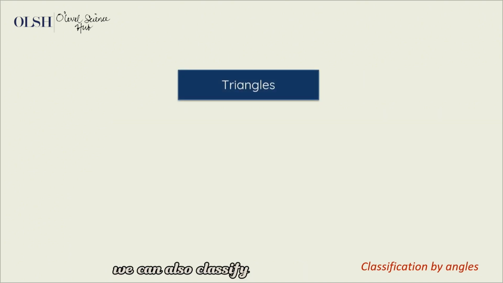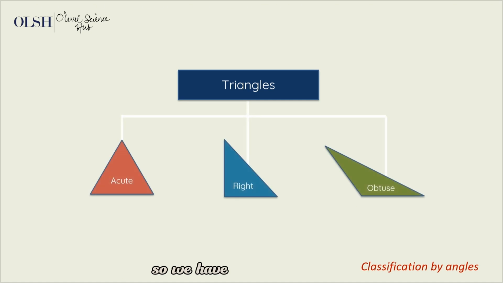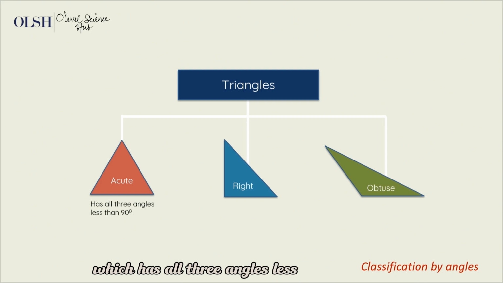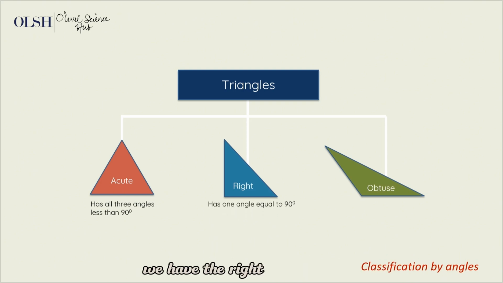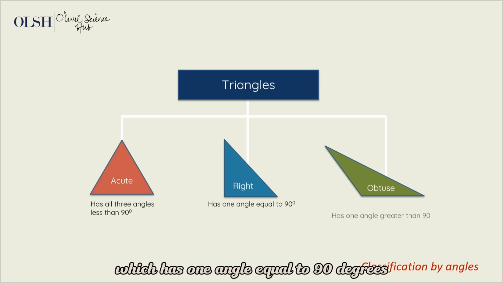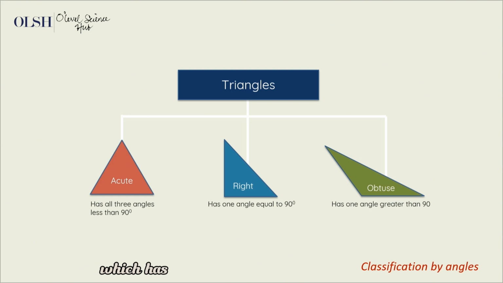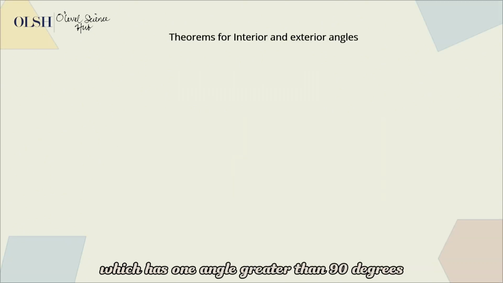We can also classify them by their angles. So we have the acute triangle, which has all three angles less than 90 degrees. We have the right angle triangle, which has one angle equal to 90 degrees. And we have the obtuse, which has one angle greater than 90 degrees.